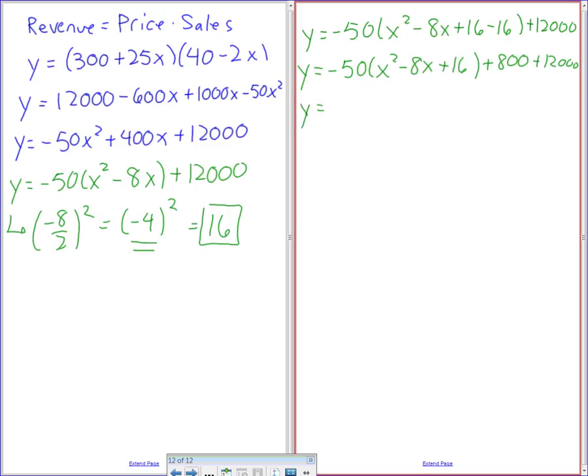Negative 15. Yeah, I get x squared minus 8x plus 16 plus 8. Okay, great. Can you finish up, please? y equals negative 50, bracket x minus 4, bracket 2x, 1200. Okay. All right. So we're kind of, hey guys, stop.